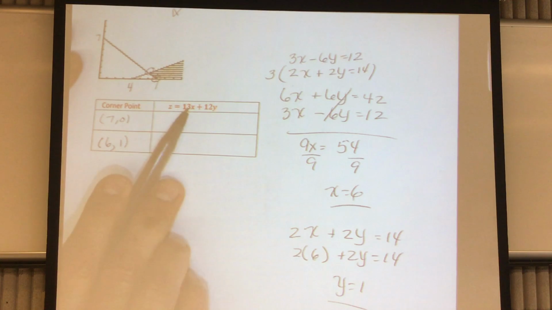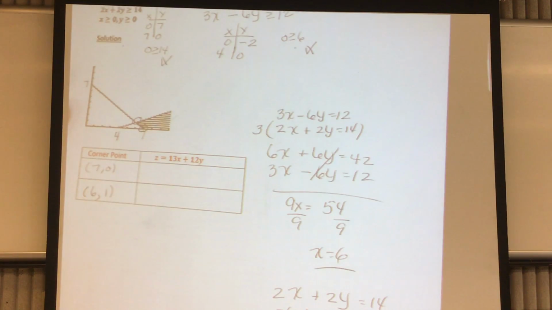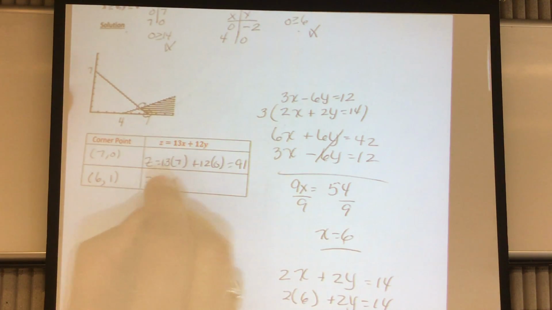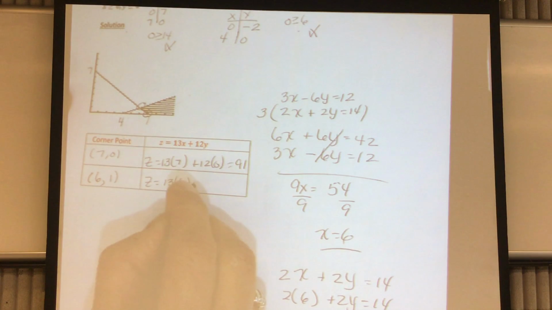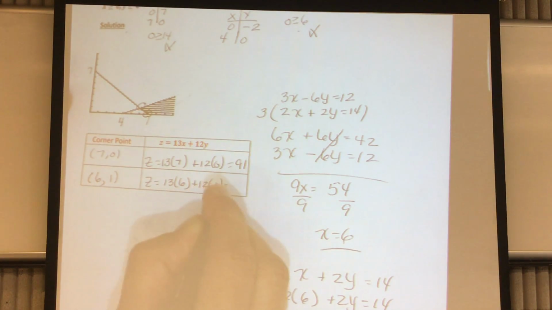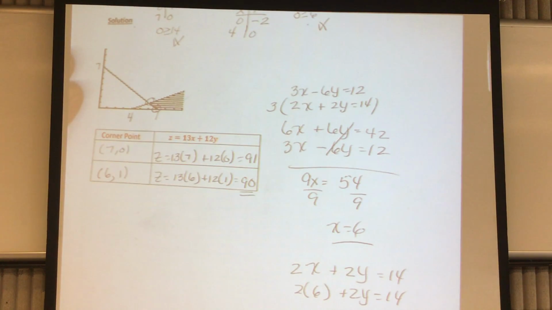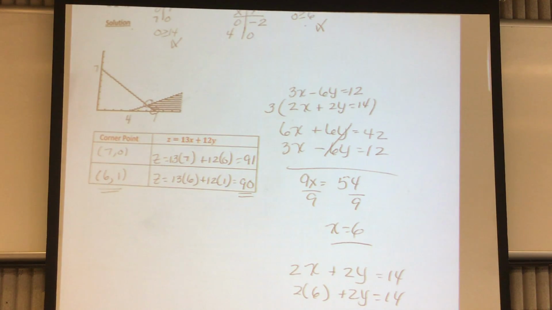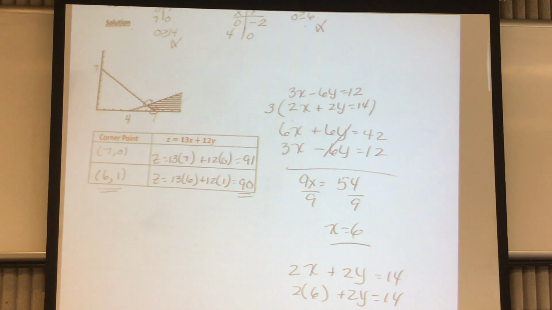So now let's substitute that into the objective function. So z is equal to 13 times 7 plus 12 times 0. And that is 91. And z is equal to 13 times 6 plus 12 times 1. And that is equal to 90. Therefore, the function has a minimum value of 90 at 6, 1. And that completes Chapter 3, Section 3.